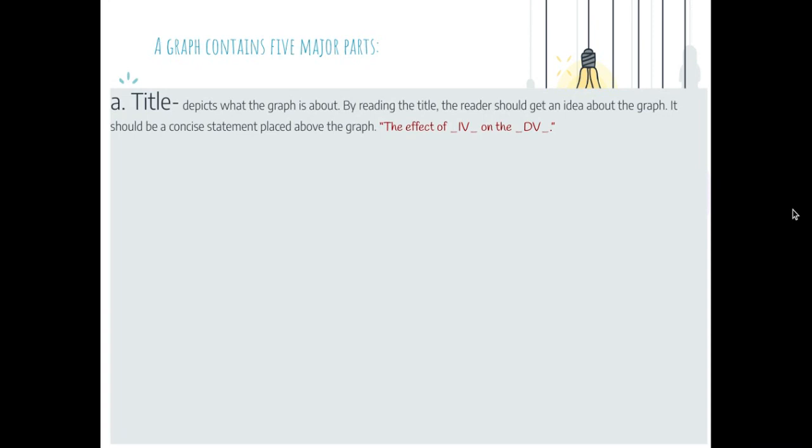A graph contains 5 major parts. The first, most importantly, is the title. The title depicts what the graph is about. By reading the title, the reader should get an idea about what the graph is all about. It should be a concise statement placed above the graph, such as the effect of whatever your IV is on the DV, the effect of your independent variable on the dependent variable.